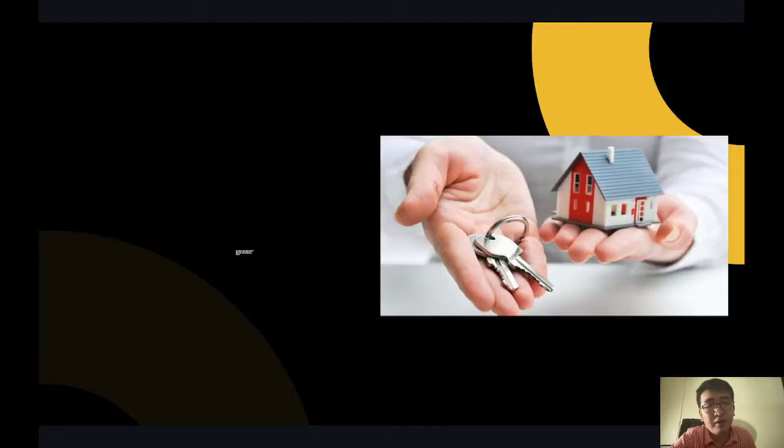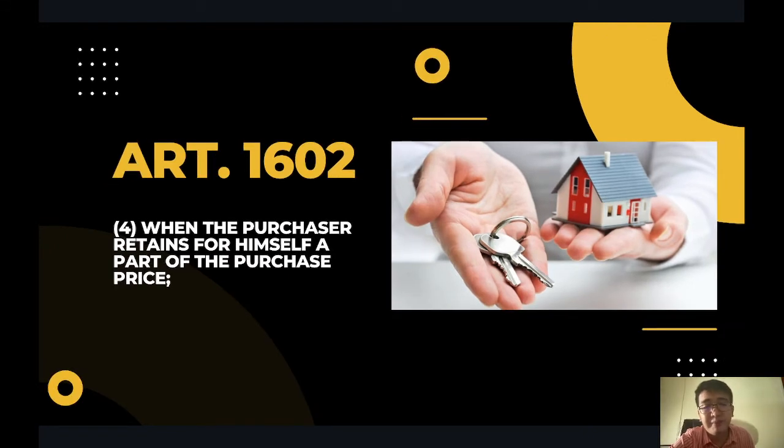Okay? Number 4, when the purchaser retains for himself a part of the purchase price. Yes. Diba? Why? Because if it's really a contract of sale, when the seller delivers the property to the buyer, the purchaser must pay the full price. Okay? If he retains a significant amount of the purchase price, then maybe there's something wrong with the intent of the parties. Baka hindi naman contract of sale talaga ang intention nila. Baka mortgage. Bibigyan ng pera, ay papautangin ng pera, tapos ibibigay yung property as a collateral. Hindi siya talaga contract of sale. So, kung ganyan ang nangyari, that could be an equitable mortgage.